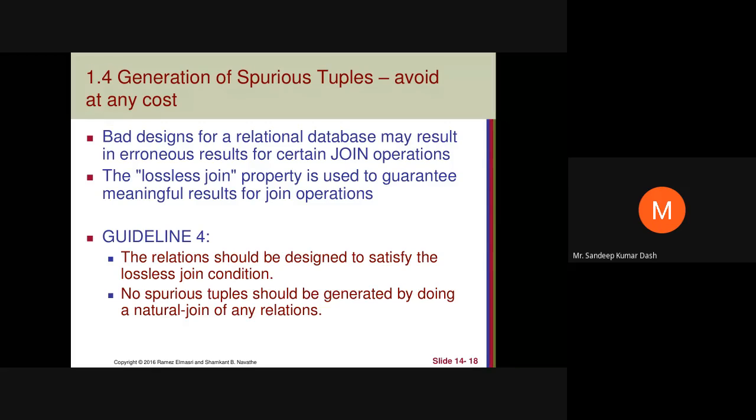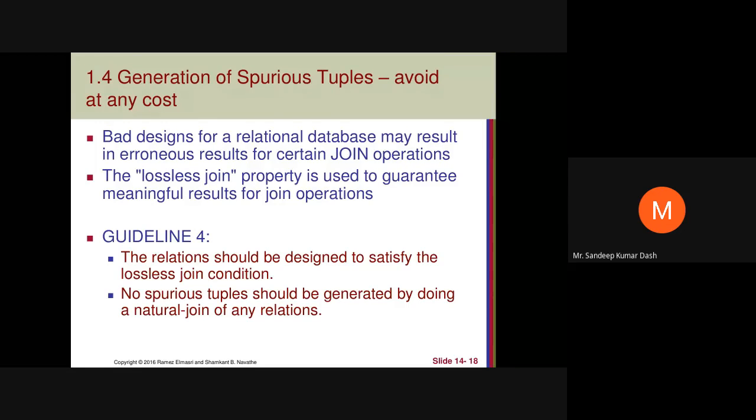So there will be some cases, if your relational design is bad, that when you try to join two tables, you will get wrong tuples. That means you will get some combination of information which is not at all present in any of the tuples, any of the relations. So that is called generation of spurious tuples. It means when you join two different relations, you get some row as a result which is not at all present in any of the relations. Okay, this will be clear once you go to the join concepts. For the time being, just remember this is the fourth guideline.